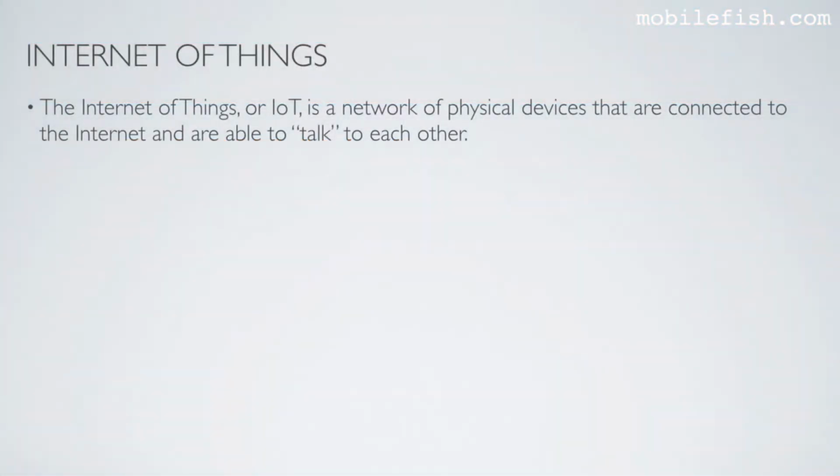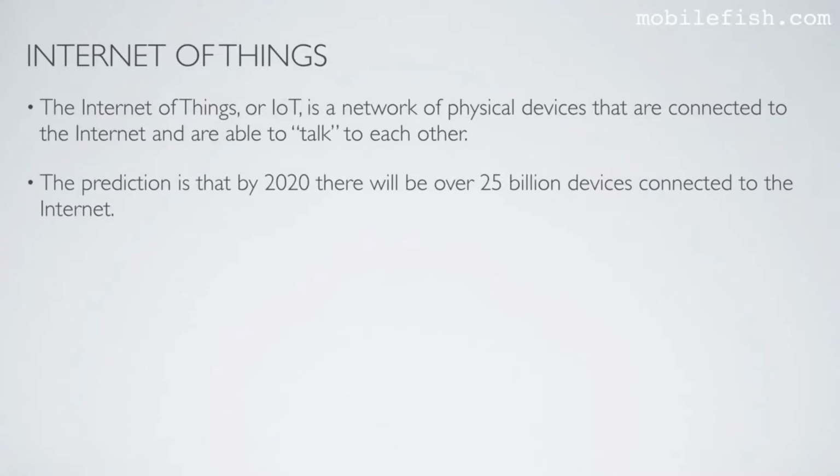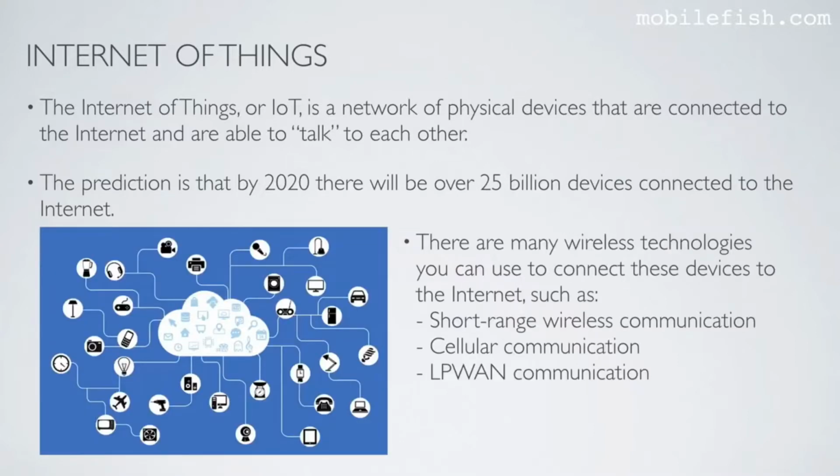The Internet of Things, or IoT, is a network of physical devices that are connected to the Internet and are able to talk to each other. The prediction is that by 2020 there will be over 25 billion devices connected to the Internet. There are many wireless technologies you can use to connect these devices to the Internet, such as short-range wireless communication, cellular communication, or LPWAN communication.